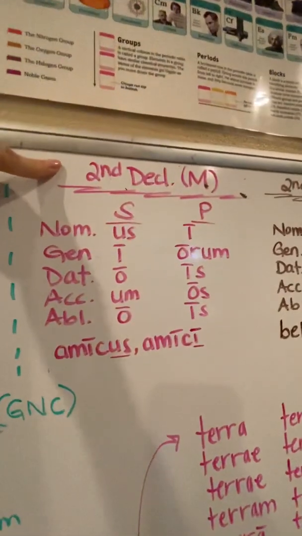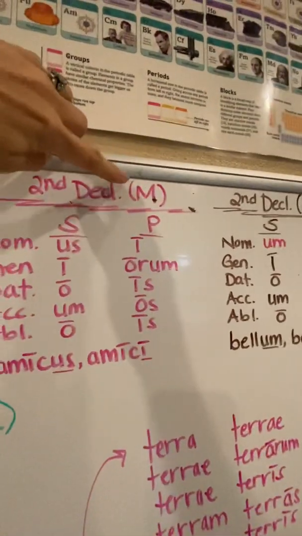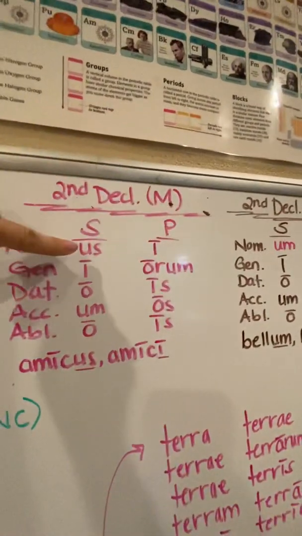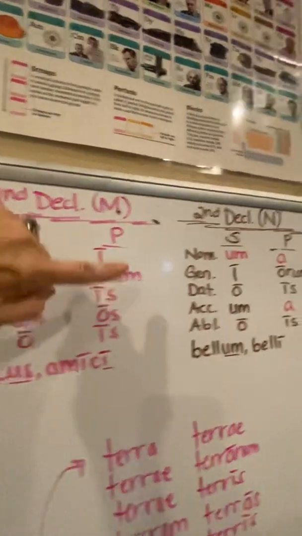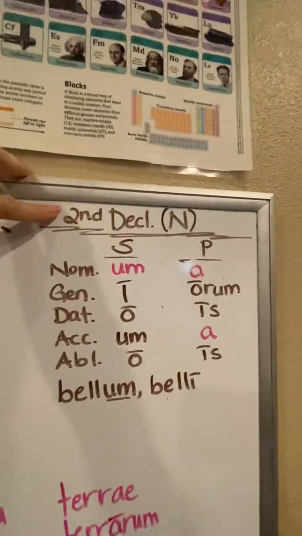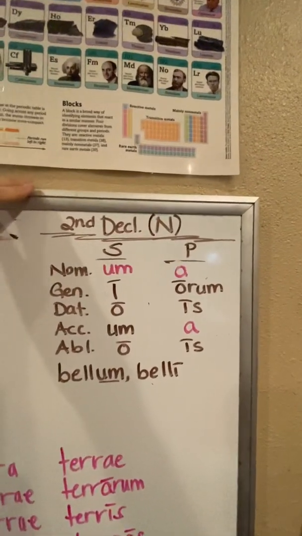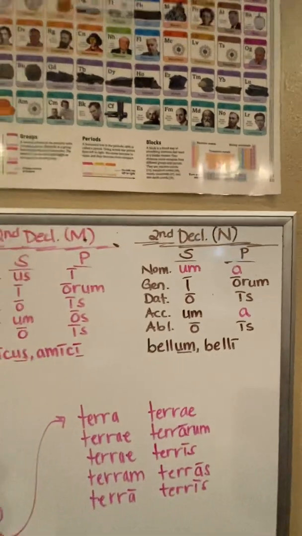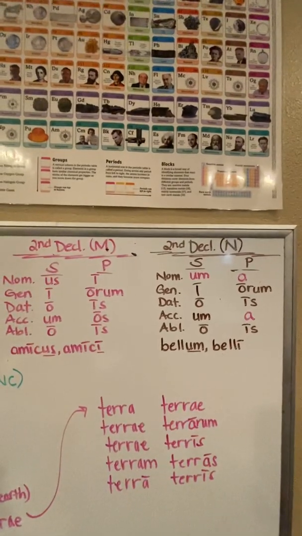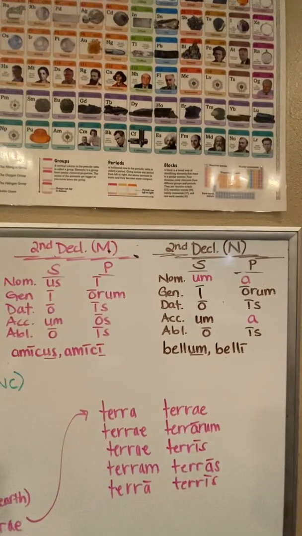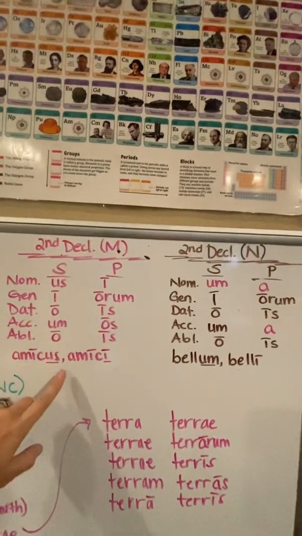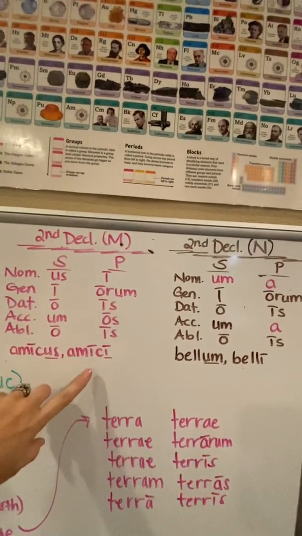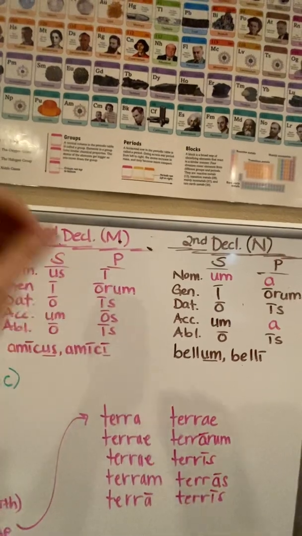And then I've got the second declension. There's two second declensions. This is the masculine endings that are listed here in the singular and the plural. And then we have second declension neuter, and the things that are highlighted in pink just show you what's different between the masculine and the neuter. They're very closely related, okay? And so we have to memorize the vocabulary to know which ending and which declension this belongs to, right?